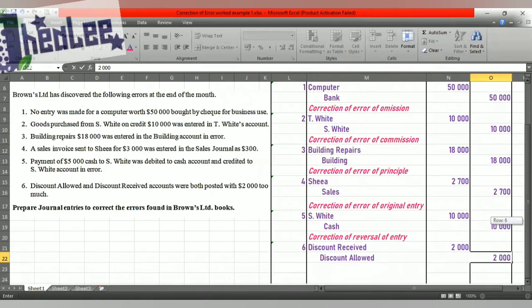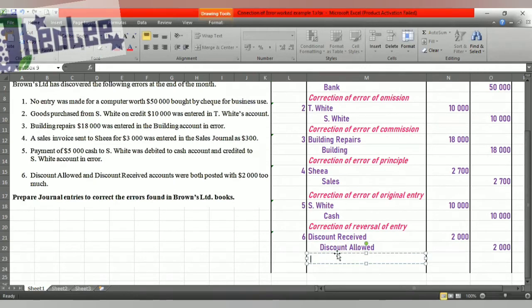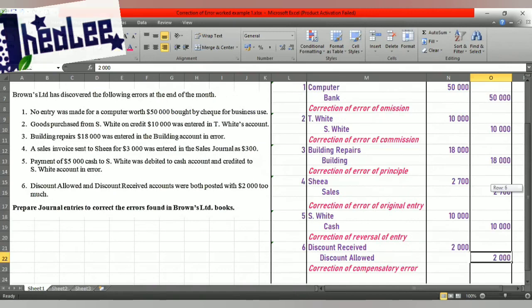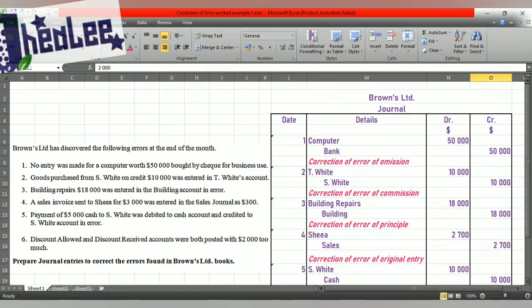And what is our narrative for that? Simply, our narrative is correction of compensatory error. Why is it compensatory? The extra value placed on the debit of the discount allowed compensates for that very same extra value that is placed on the credit side of the discount received account. So therefore, each error compensates for the other. Okay, so that takes us to the end of looking at a worked example of correcting the 6 types of errors that do not affect the trial balance.